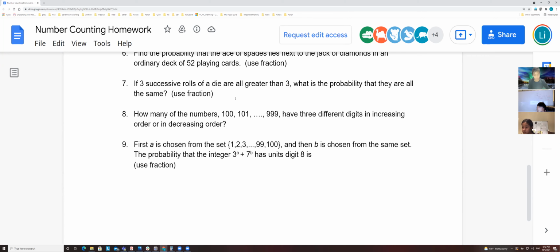So it could either be 4, 5, or 6. So there's 3 different possibilities. And so say the first one was a 4, then the probability that the second one is a 4 would be 1/3, and then right times 1/3. So the second and third. So 1/3 times 1/3 is 1/9.